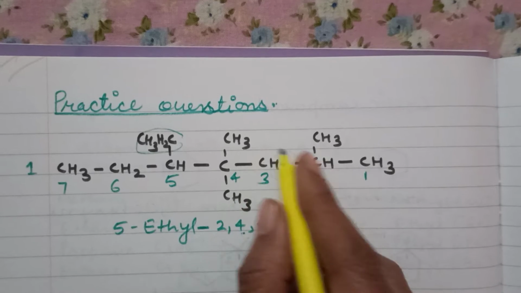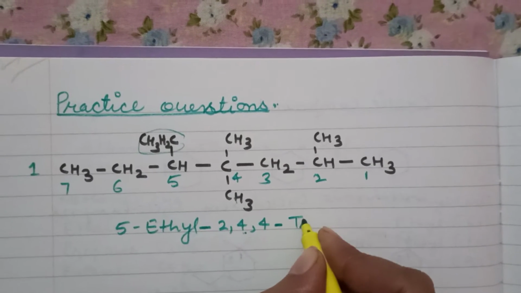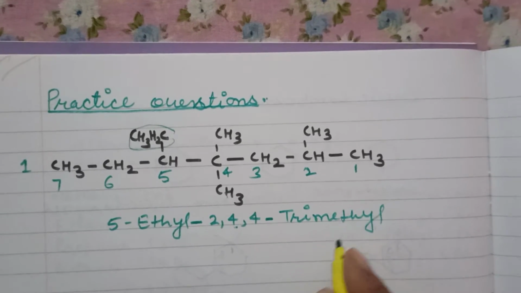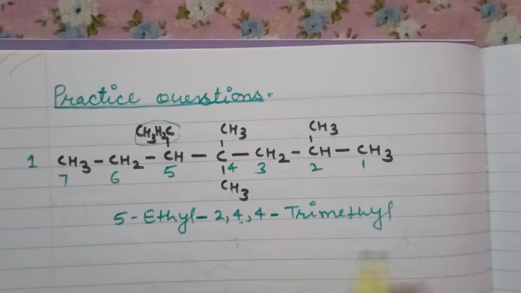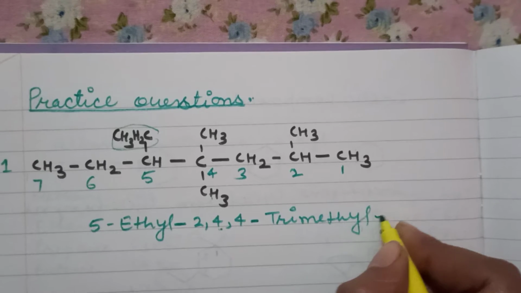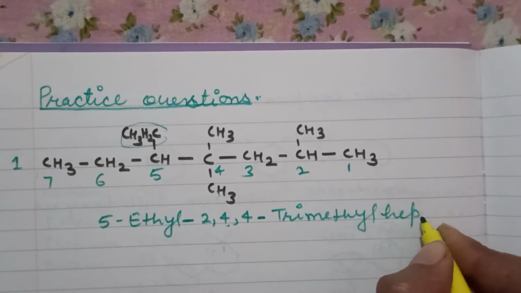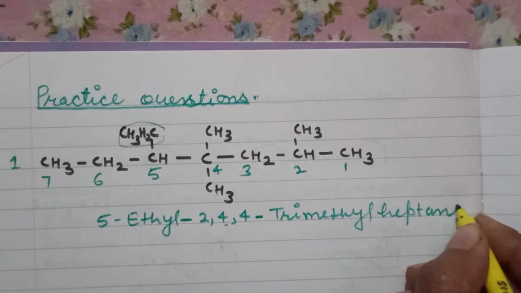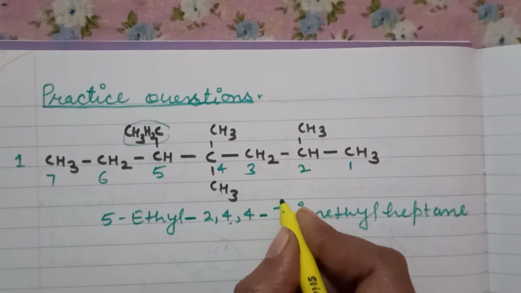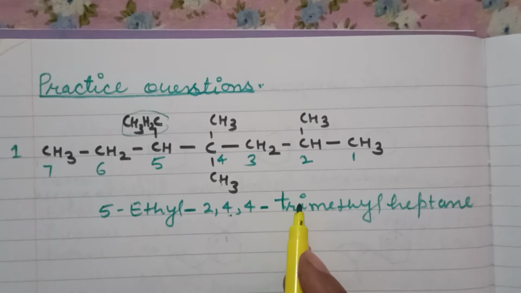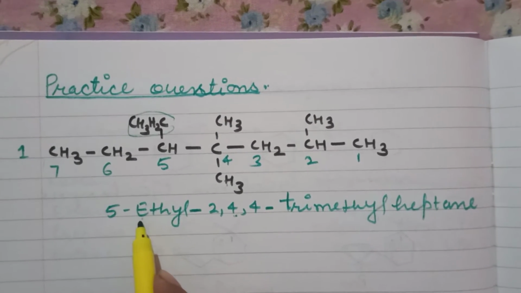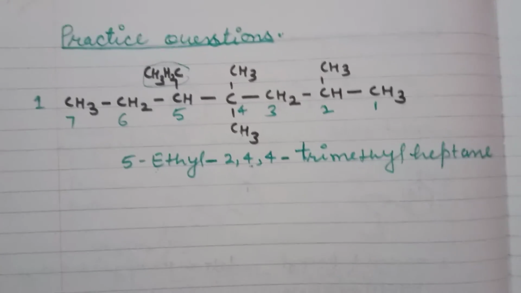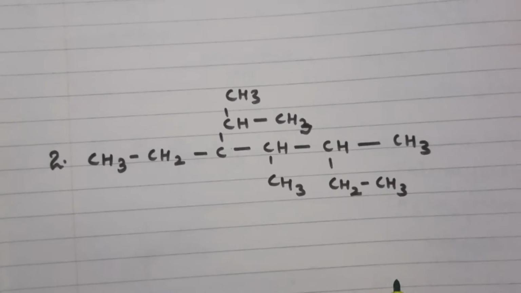How many times is it appearing? 3 times. So trimethyl. How many carbons are in the chain? Hept. Everywhere is a single bond, so ane. So this will be the name. The t will not be capital, it will be small. Only the first alphabet is capital, the others are small. Okay.